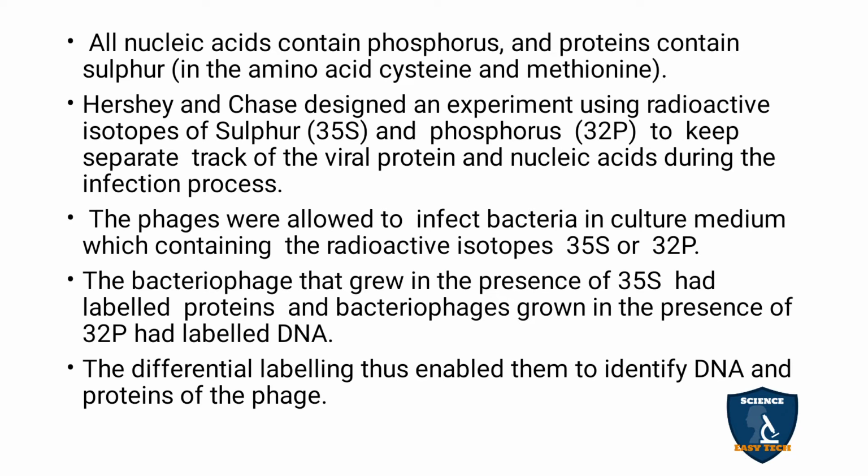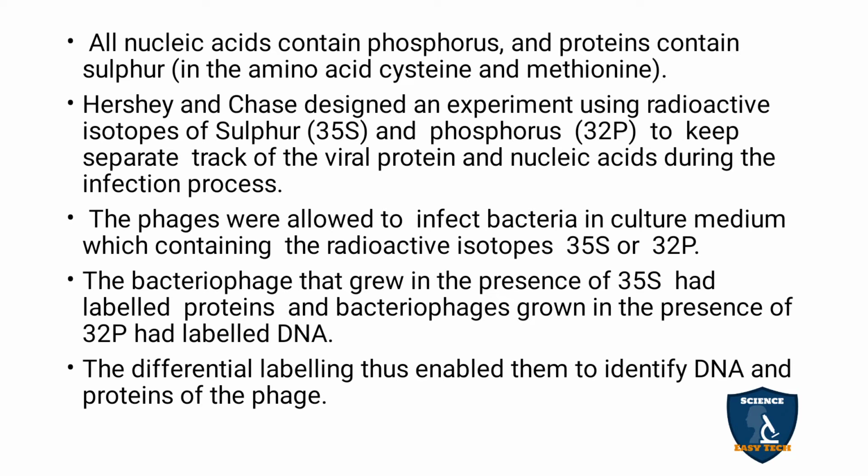So I will read it. You will get a clear idea of the explanation with the diagram as I say. All nucleic acids contain phosphorus and proteins contain sulfur. In DNA you have phosphorus, and protein has sulfur in the form of cysteine and methionine. So Hershey and Chase used the radioactive isotopes sulfur S35 and phosphorus 32 to keep separate track of viral protein and nucleic acid during the infection process.